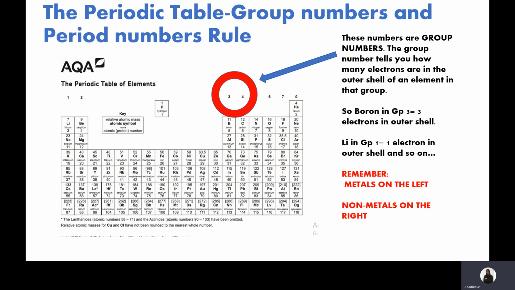And another key tip, just remember that metals are always found on the left-hand side, so group 1 to group 3, and non-metals are always found on the right-hand side.